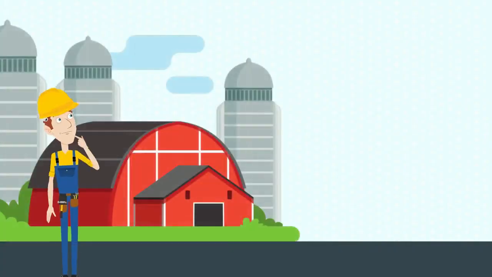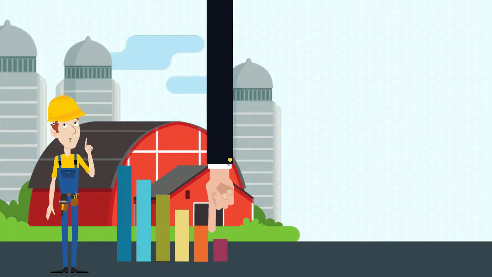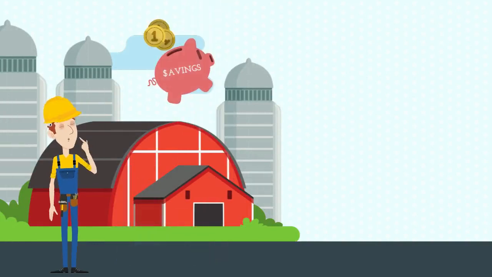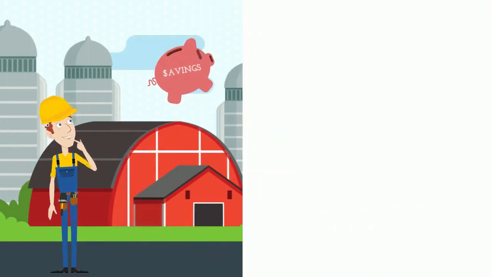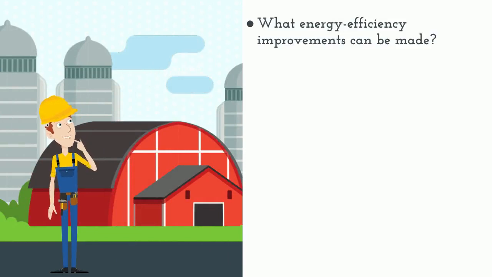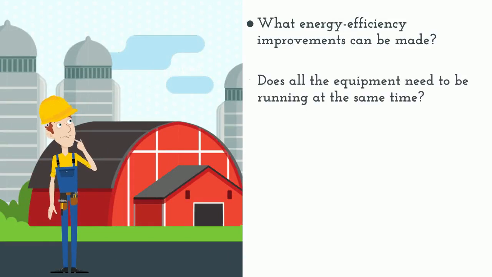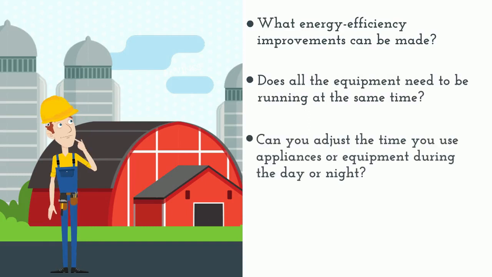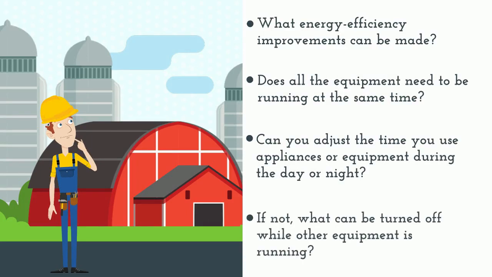To help you and your business reduce demand charges, simply examine your operations by asking yourself, what energy efficiency improvements can be made? Does all the equipment need to be running at the same time? Can you adjust the time you use appliances or equipment during the day or night? If not, what can be turned off while other equipment is running?